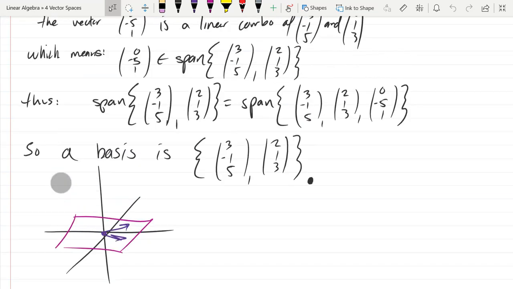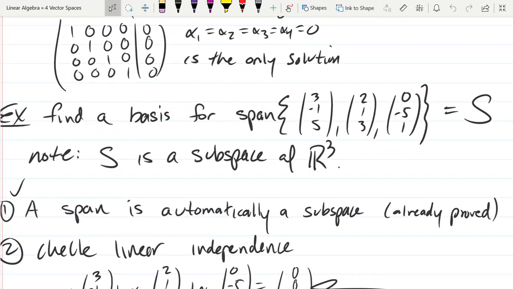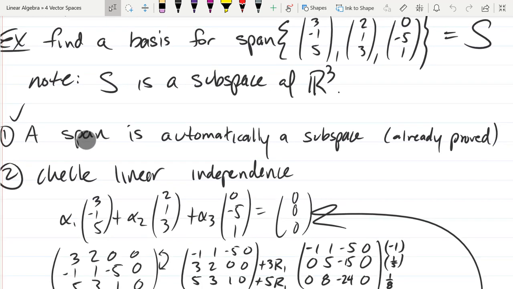It's at getting a basis for a span, and we realized these three vectors were not independent, and we decided to throw away one vector by showing that it's a linear combination of the other ones. So that's how we chose to throw out a vector. So we can find a basis for a span in a similar way, but this will be more formulaic.